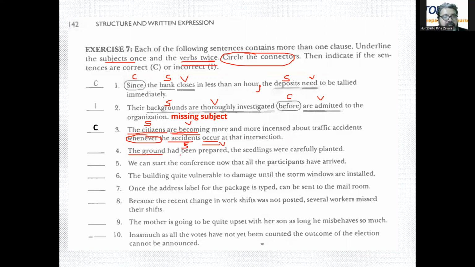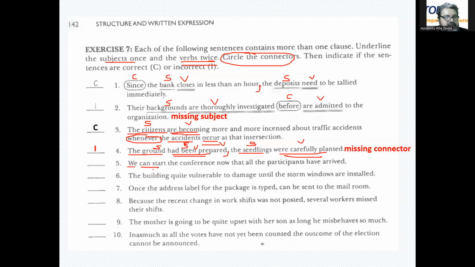The ground had been prepared, right? Subject, verb, comma, the seedlings were planted. Okay, here we have a problem because there is no connector. So we're missing a connector, that's why this is incorrect.